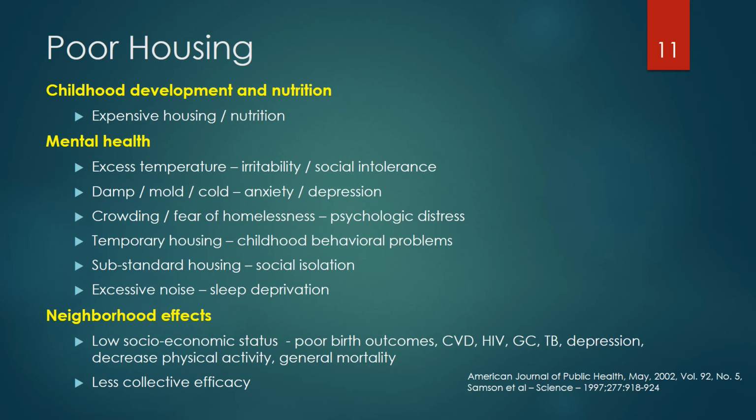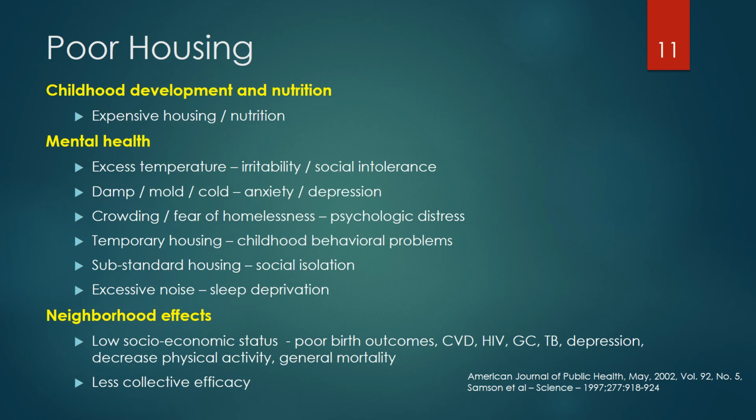Poor housing is linked to childhood development and nutrition problems, often caused by unaffordable housing for poor families forced to choose to pay rent over adequate food. It's also associated with mental health issues due to excess temperature that causes increased irritability and social intolerance, damp, mold, and cold associated with increased anxiety and depression, crowding and fear of homelessness with psychologic distress, temporary housing with childhood behavioral problems, substandard housing with social isolation, and excessive noise with sleep deprivation.